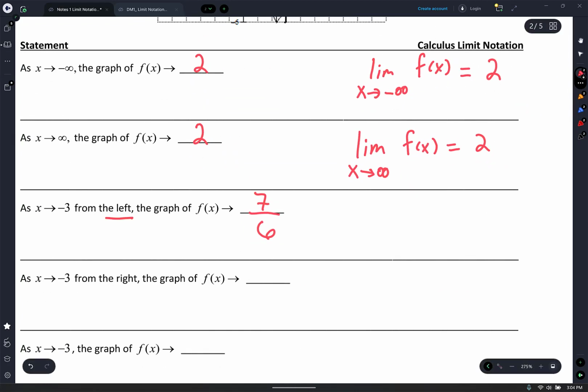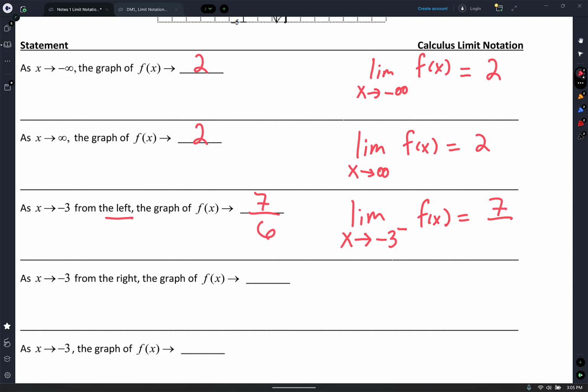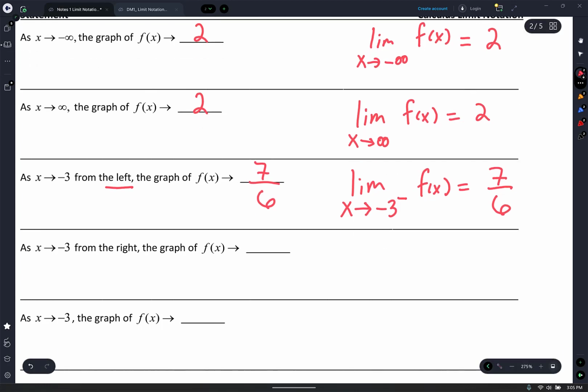All right, so how does it look in limit notation? Notice that we're approaching from the left. So here's how you write it. I'm going to go slow. Limit, so LIM, as x, put an arrowhead, and then put negative 3, and then on the upper right-hand corner, put a little minus sign. That means from the left of f of x equals 7/6. How do we feel so far, guys? All right, here we go.